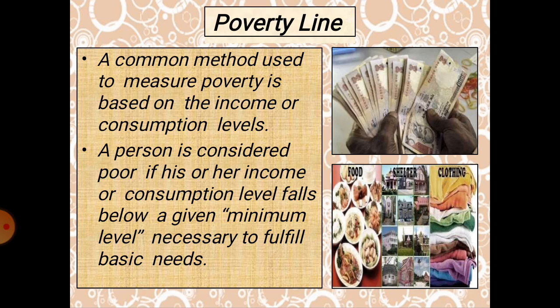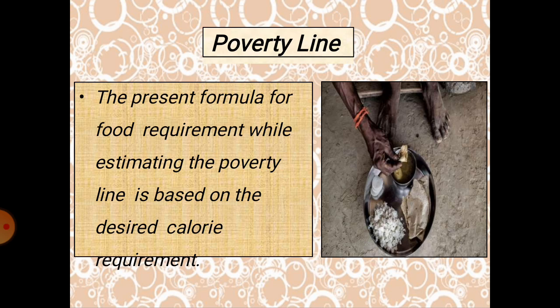But now we can see there are a lot of changes which have been brought. For example, a person is considered poor if his or her income and consumption level falls below the minimum level necessary to fulfill basic needs. Then he will be under the poverty line. Yes or no, my dear students? So this is how it was described before.